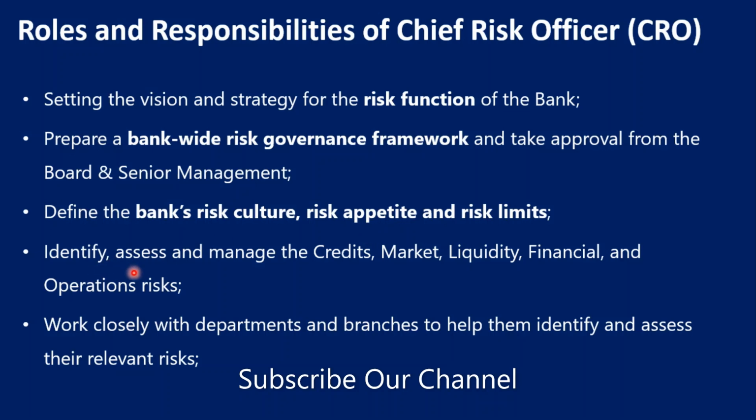Chief Risk Officer also identifies, assesses, and manages the credit, market, liquidity, financial, and operational risk. And all these domains are the subcomponents of the overall risk management function. So the Chief Risk Officer is responsible to manage the credit risk, market risk, liquidity risk, financial risk, and operational risk of the institution. And obviously, when we talk about the management of these risks, he collaborates and coordinates with relevant departments and process owners during the journey of managing their risk.